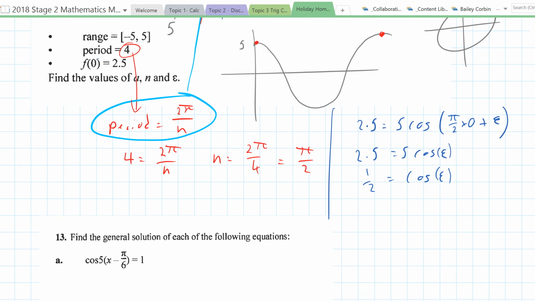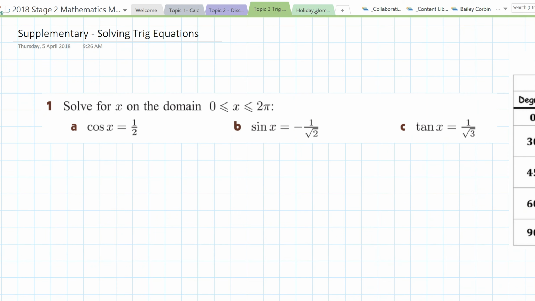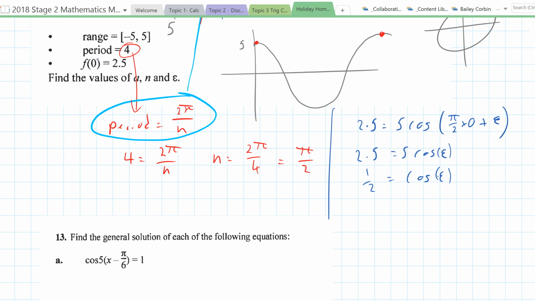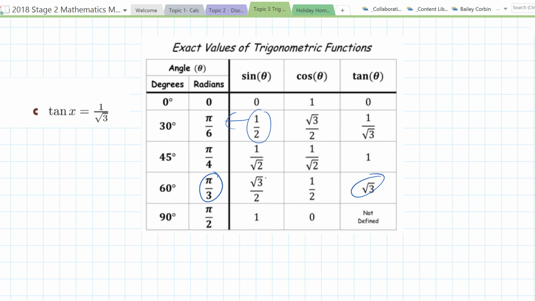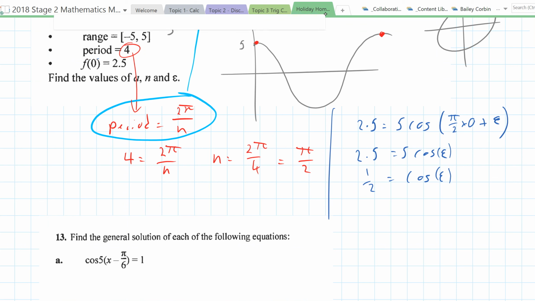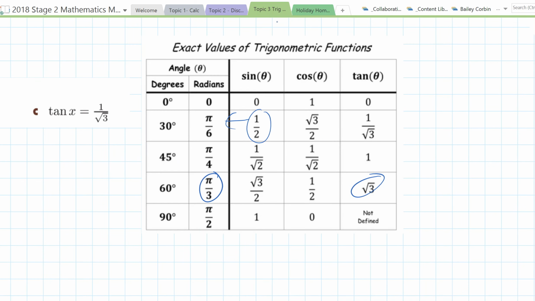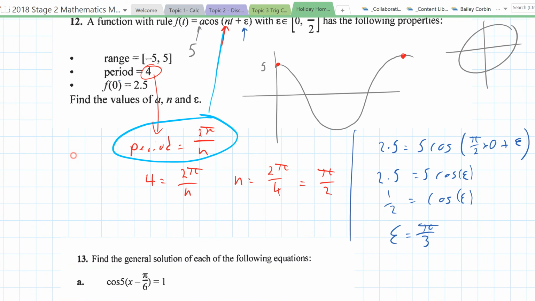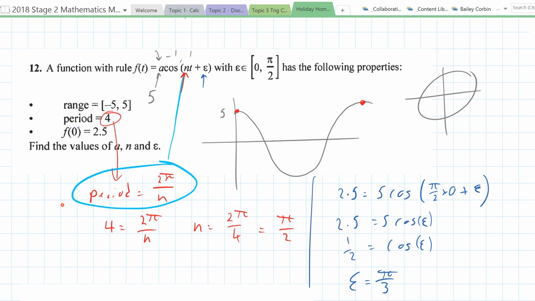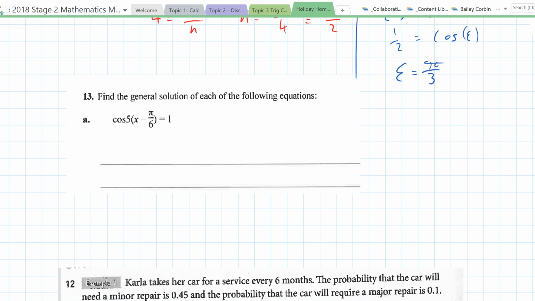Alright, now fortunately for us, that's one of the special ones, which should be root 3 on 2. Apologies. So then, lost our little table. Here we go. Cos of a half is pi on 3. So then e, or this Greek, must be equal to pi on 3. And that knocks out our 4 letters. I'll photocopy some Year 11 textbook stuff for you guys to look at as well. Find the general solution.